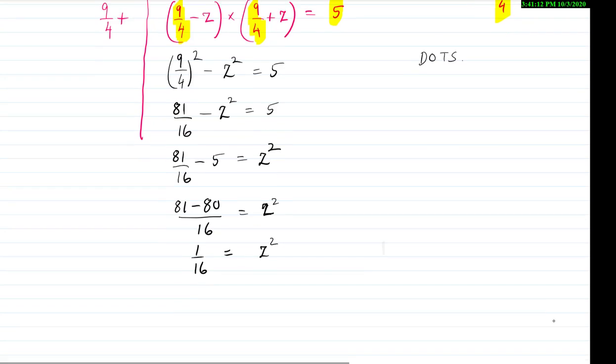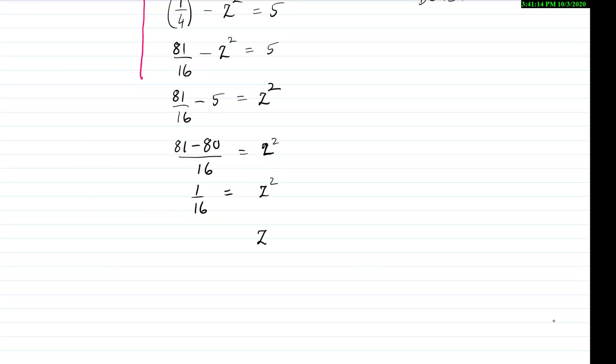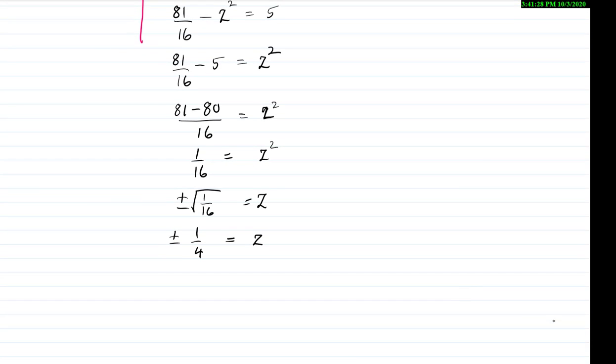So you will see it is very similar to what we did with the turning point form. So that's going to be plus and minus 1 over 4. And now all I need to do is add this to the axis of symmetry, which was 9 over 4. So my first solution will be 9 over 4 plus 1 over 4, and the other will be 9 over 4 minus 1 over 4.